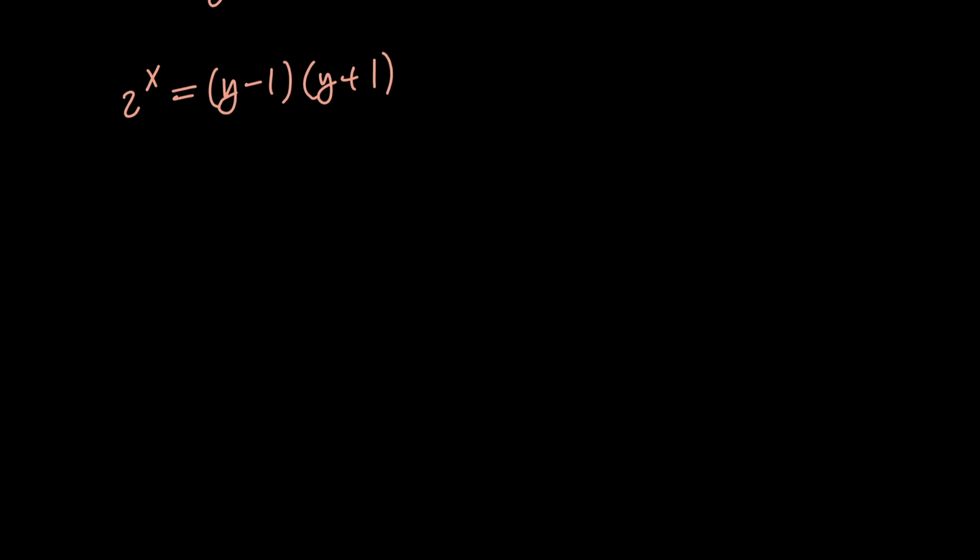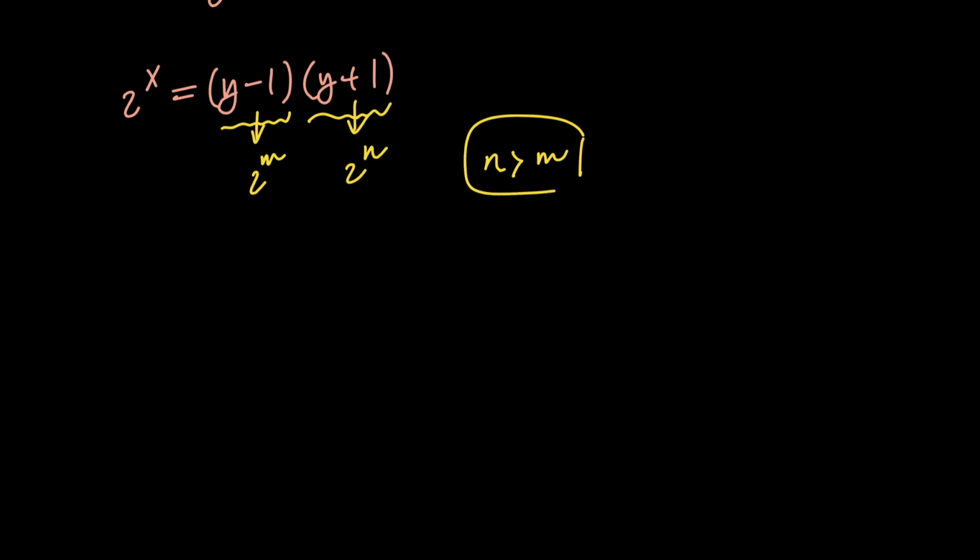Therefore, they are powers of 2, right? So I can say that this should be 2 to the power something like m, and this should be 2 to the power something like n. And since y plus 1 is definitely greater than y minus 1, I should say that n is greater than m, right? So from this, I can say that 2 to the power of n is y plus 1, and 2 to the power of m is y minus 1.